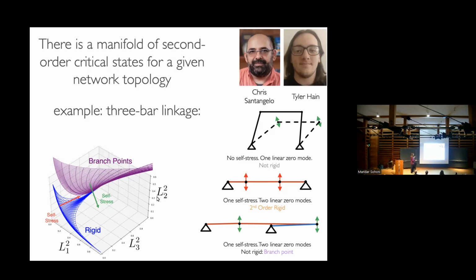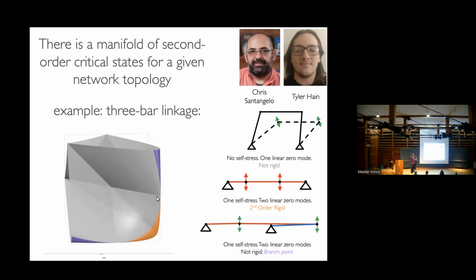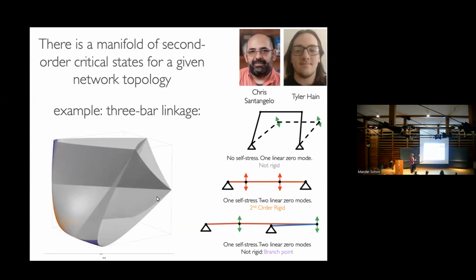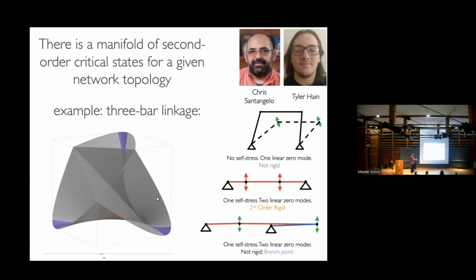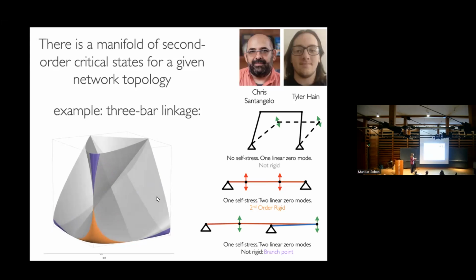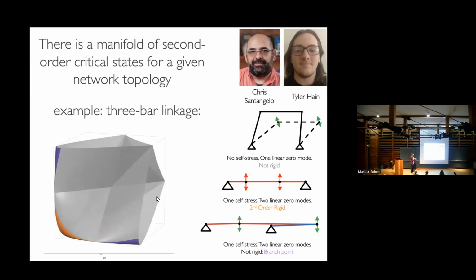Here is a picture of that manifold for the simplest thing I can draw. These are the lengths of each of the bars. I'm going to show you a picture now where I rotate through so you can see the full 3-dimensional picture for this system. Those orange points in the back corner are second order rigid. The gray points are ones where there's one linear zero mode, but the system is not rigid. And all the white points are also not rigid. The purple ones are also very interesting because those are branch points, which can also be used for things like mechanical computing.